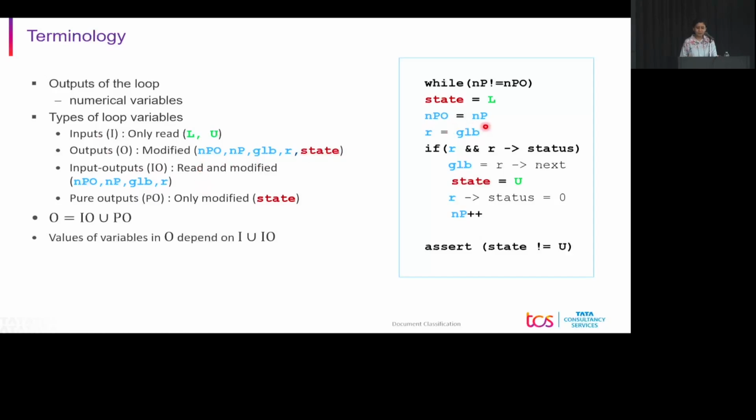And then there are some variables which are only read. So they are constants in the loop. They are not modified at all. And so we call them inputs. So this is the terminology. And the behavior of the outputs depends on the inputs as well as the IO variables, the pure inputs as well as IO variables.